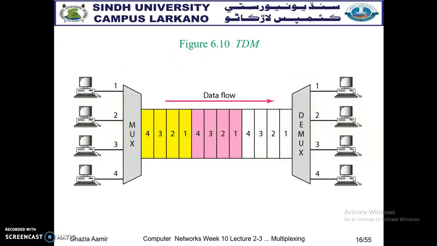Here we have an example of data that flows from one end to another end. We have different lines connected and they pass through the multiplexer. Then it is arranged like 4, 3, 2, 1 in order. Then it passes through and is converted again into 1, 2, 3 order. So each and every line or link has a separate time frame allotted to reach the destination end.